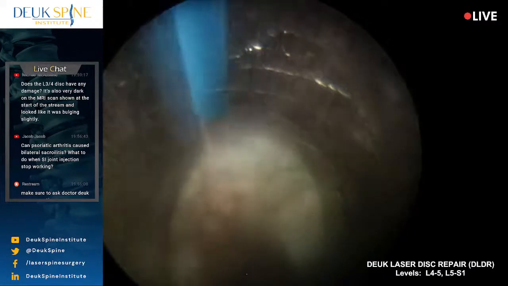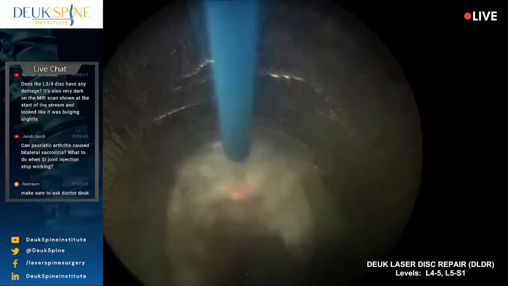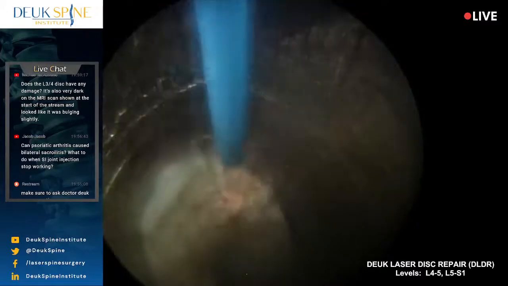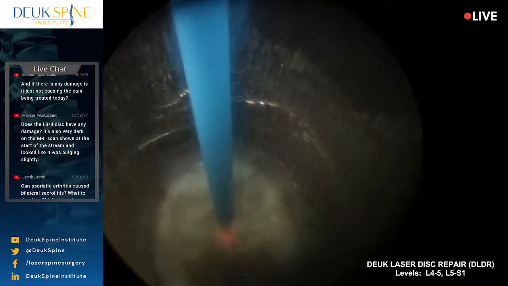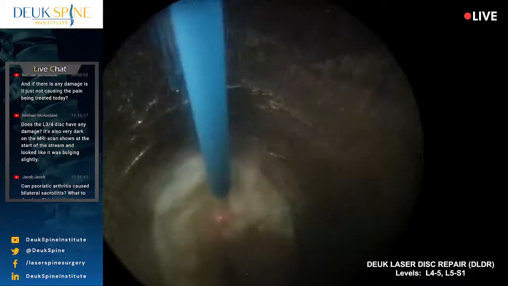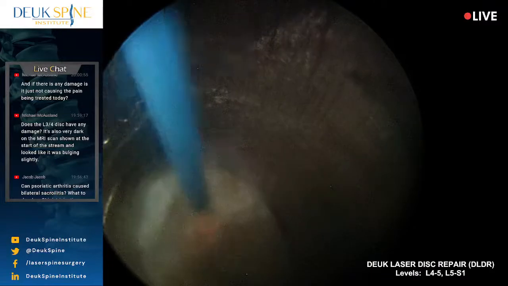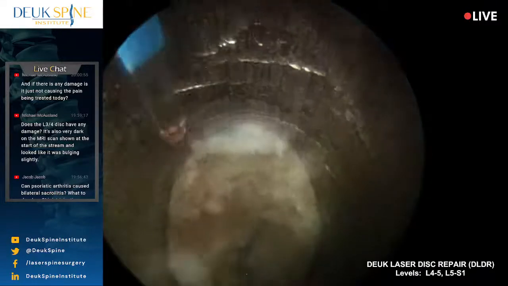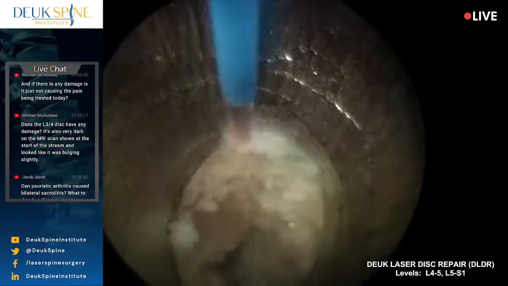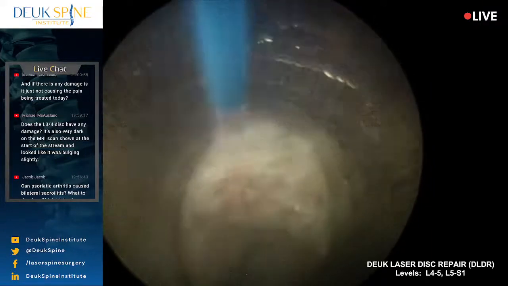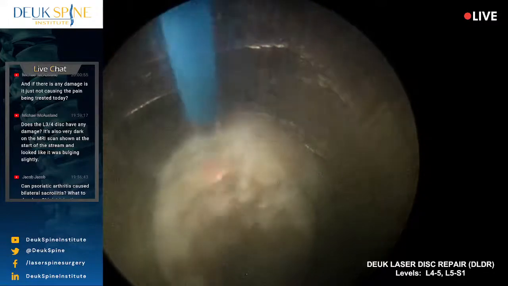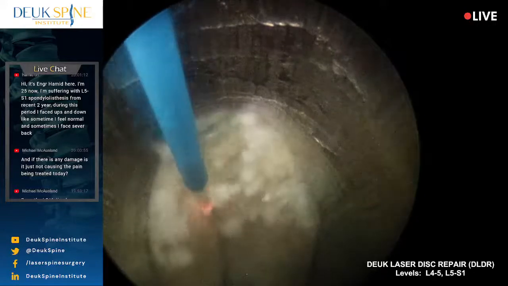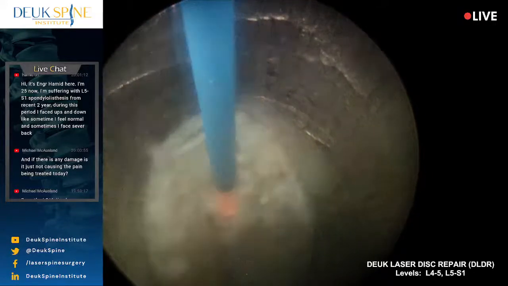Another question is regarding this patient's MRI. They want to know, does the MRI show any other disc bulges? The MRI shows a herniation as well at L3-4, which is another disc bulge. But this patient has no pain at L3-4. So we're not treating the L3-4 because he doesn't have pain there. I made that determination based on his preoperative exam.